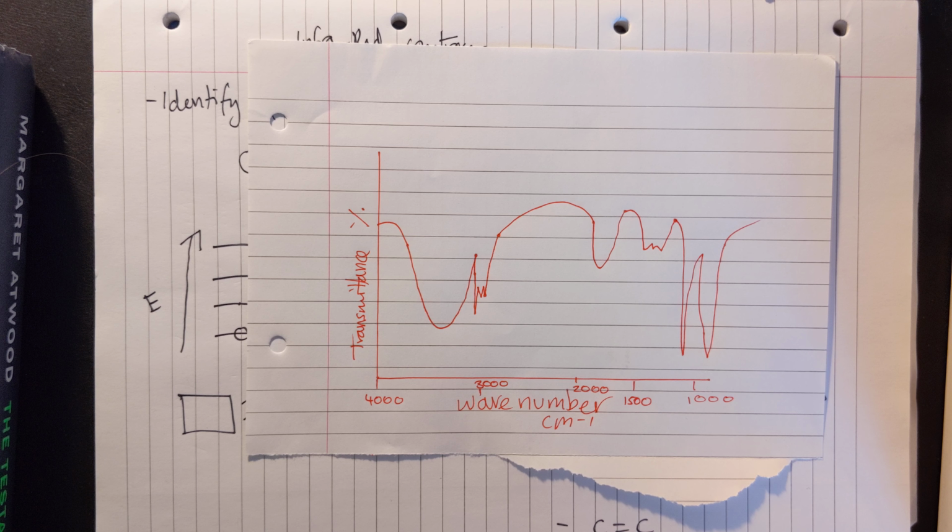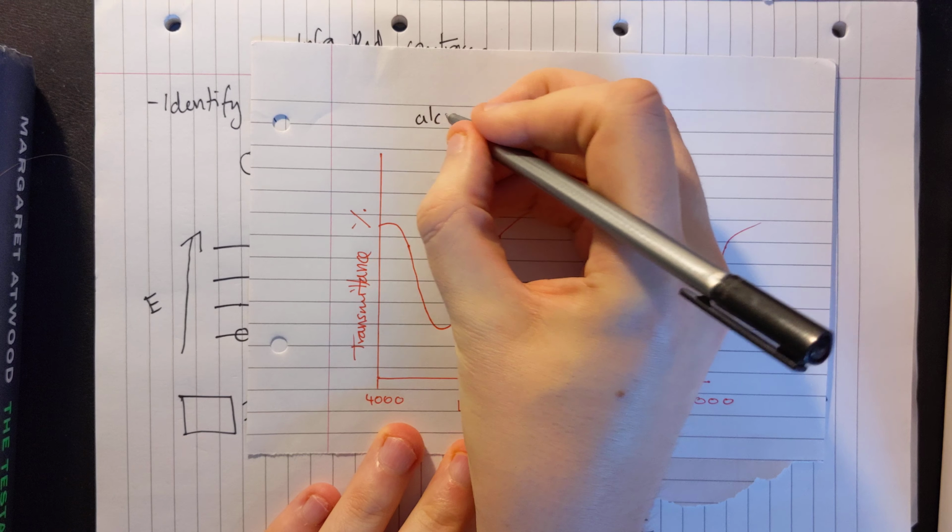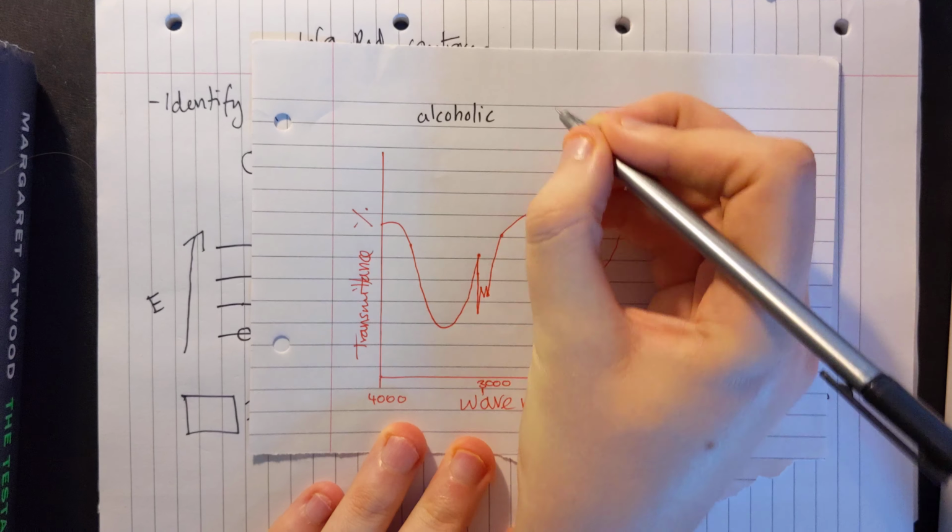I'm going to set you some work using the frog program, where you're going to see some much more detailed spectra, and I want you to go through and annotate them, or assign the spectra, in the way that I'm going to be doing here. So this one here is a good example of an alcoholic OH group.